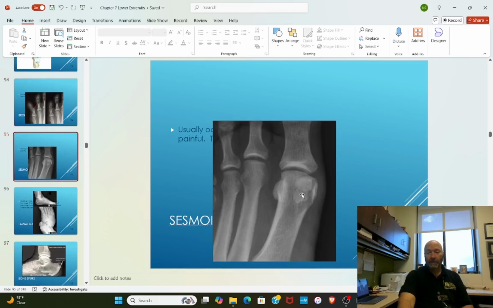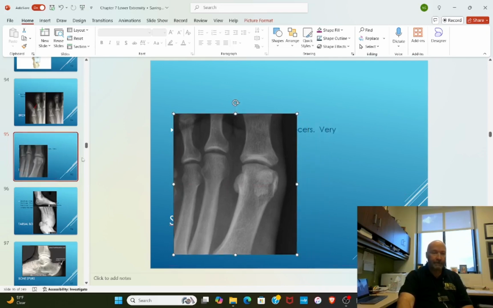This is a broken sesamoid bone. You can see a portion of the bone here. You can see a portion of the bone there, and it kind of gets dark in between. So that would be what we refer to as turf toe.